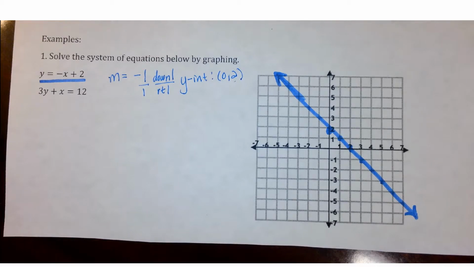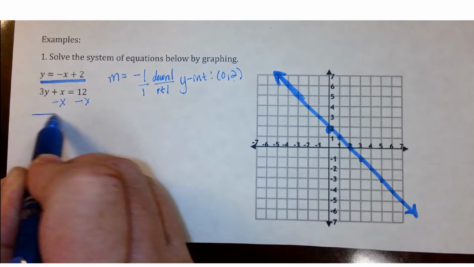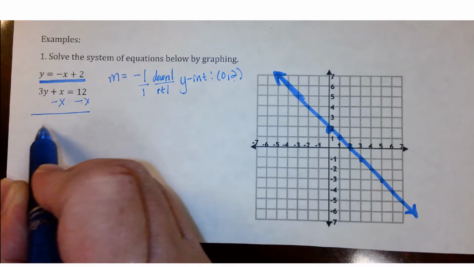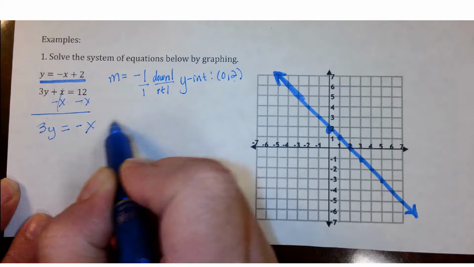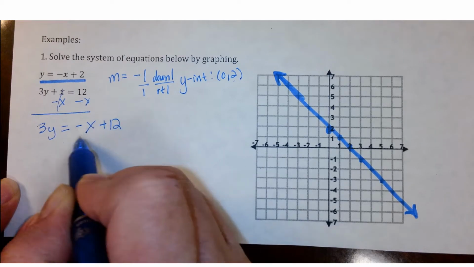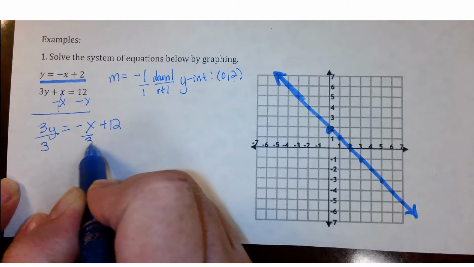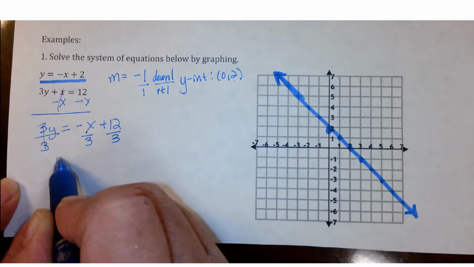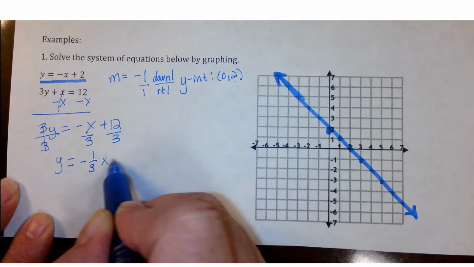So what we want here is really this to be in slope-intercept form with it being y equals something. So we want to solve for y. So our first step here is to move the x over. We get 3y equals -x plus 12. And I do go ahead and put this x first. Okay, so now we're going to divide by 3 every term. This is going to be y equals -1/3 x plus 4.